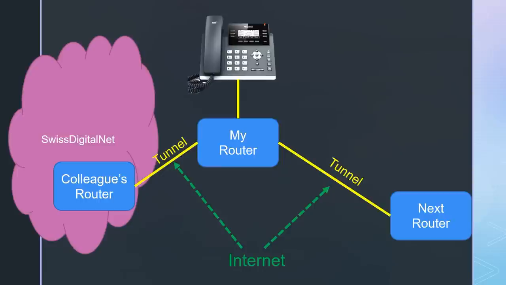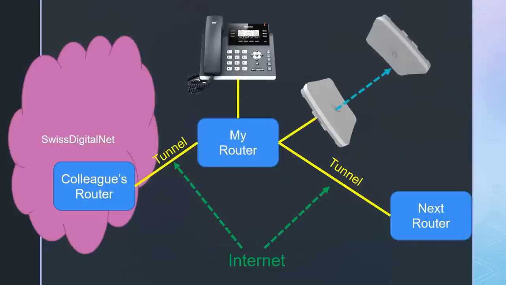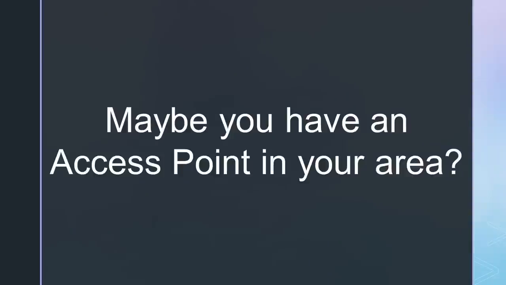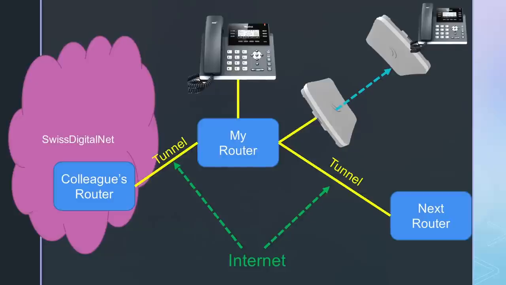As a last step, we will add a wireless link to the other side of the valley and try out a telephone call over the air. If you are lucky and there is a wireless network in your area, you do not need internet tunnels, of course. This network gives you all the essential components to build an AREDN net.